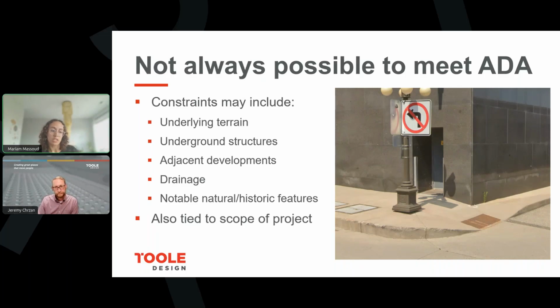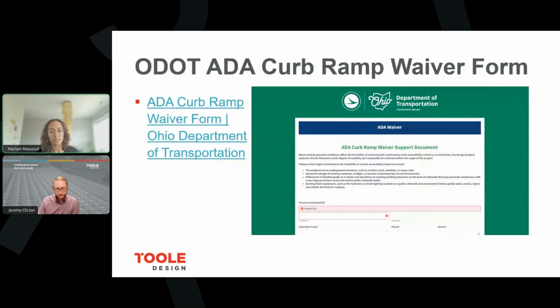Similarly, if you had to do some sort of utility adjustment or relocation to make a curb ramp compliant, but you're not scoped for any utility adjustment or work throughout the whole rest of the project, then you could do the waiver and say that you're not able to meet ADA.